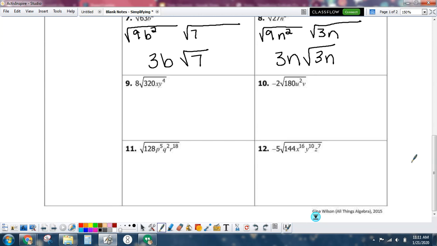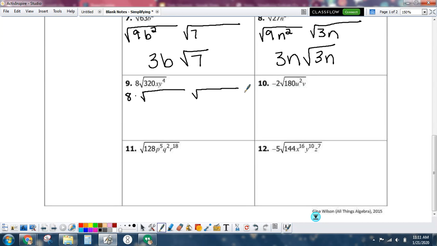Right, for number 9. So now this is a little different. We have that coefficient on the outside, that number. So what we're going to do is we're going to do our same 2 radicals, but just like before, whatever's on the outside is what you're multiplying by. So I'm going to have 8 times whatever I simplify, then the square root of whatever's extra. Okay, so I'm going to focus on my 320, x, y to the 4th.